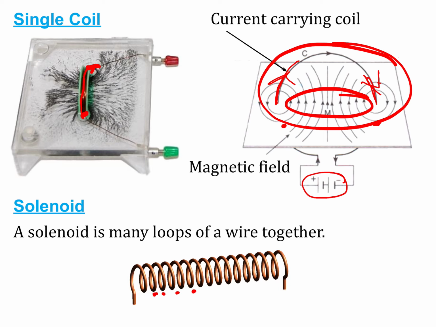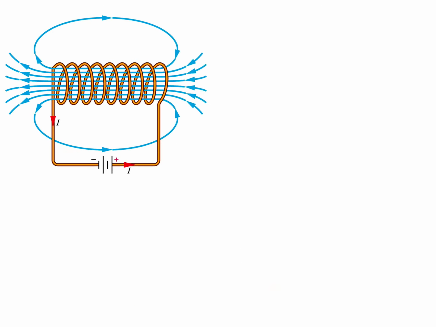Okay, so there's lots of loops. When there's lots of loops like this, these magnetic fields interact with each other and they just get bigger and bigger. What that means for us is we end up getting a magnetic field that looks like a bar magnet. So if I pretend that over here I have a bar magnet, you can see it's exactly the same direction that you learned last year.